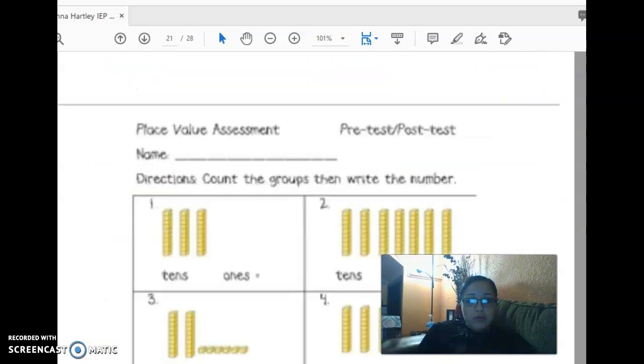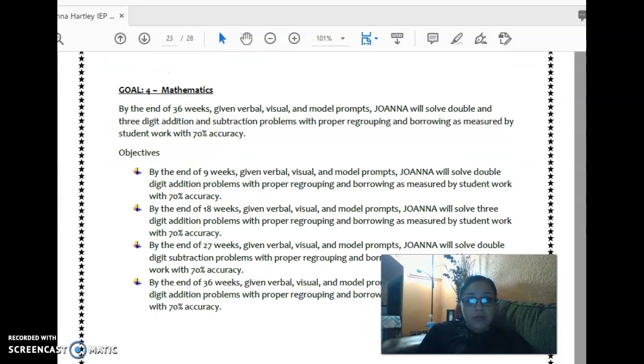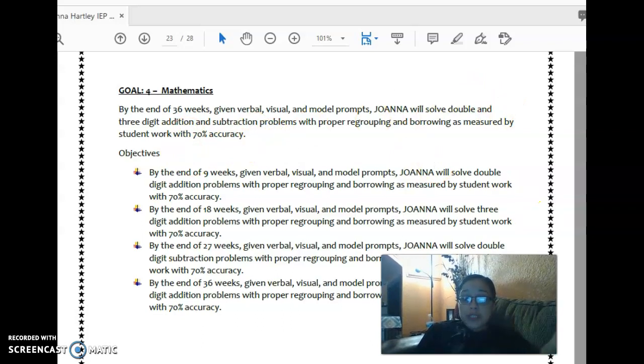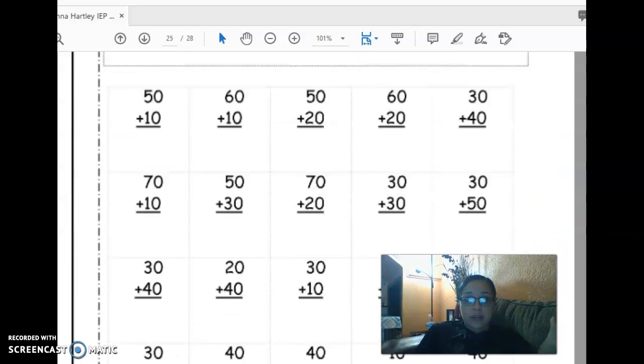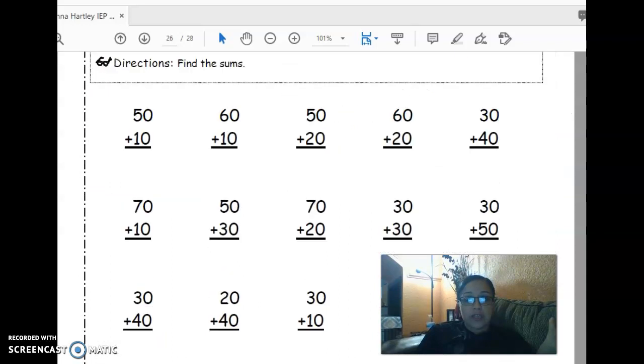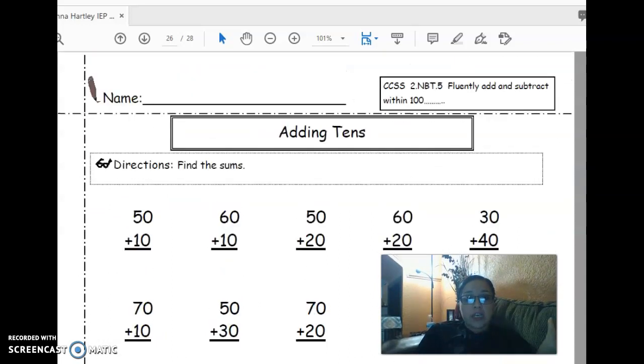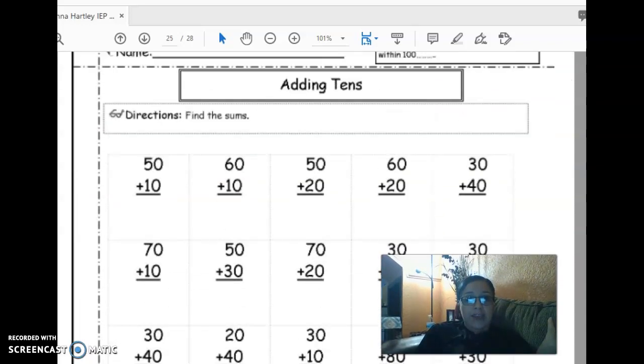Let's continue to goal number 4. So on goal number 4, Joanna, you are going to solve double-digit or 3-digit numbers. So you've been doing really good with that. So I know last time you worked on this worksheet. I want you to go ahead and continue by working on the second worksheet, which is adding tens.